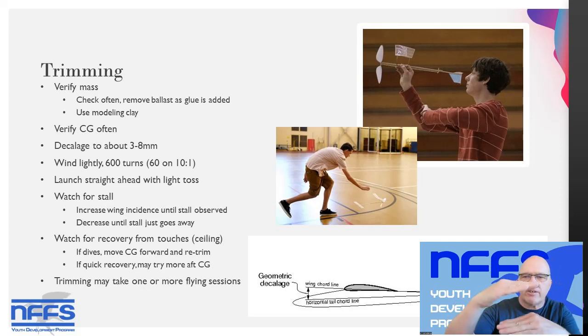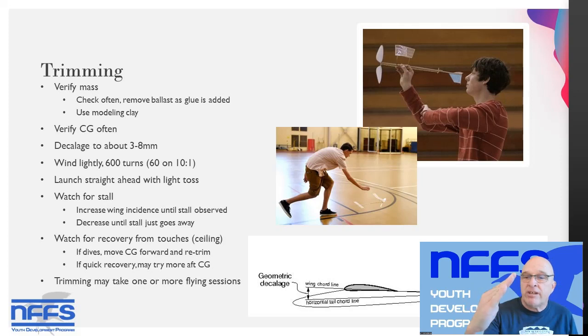Increase the wing incidence. So tilt the front of your wing up a little bit at a time until you just start to get a stall. And then decrease it until the stall just goes away. At low power, this gets you very close to a well-trimmed plane.